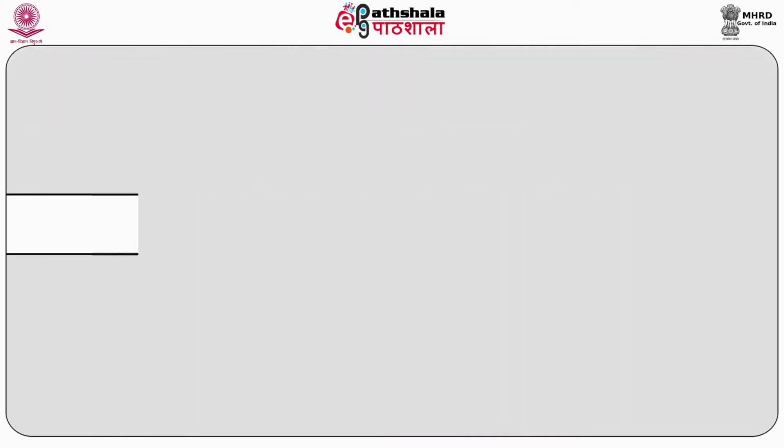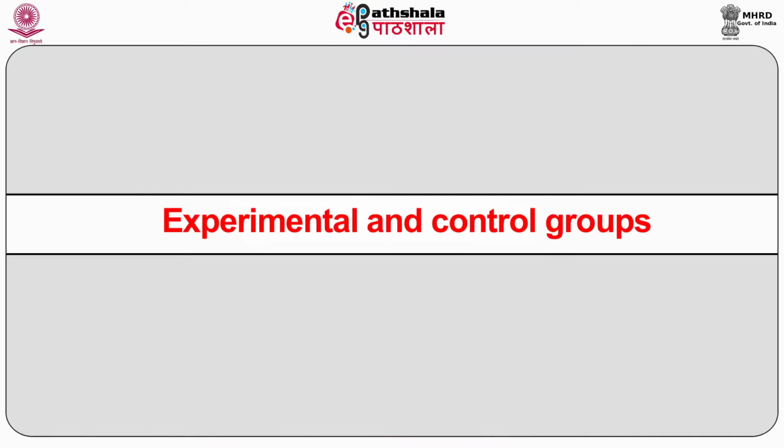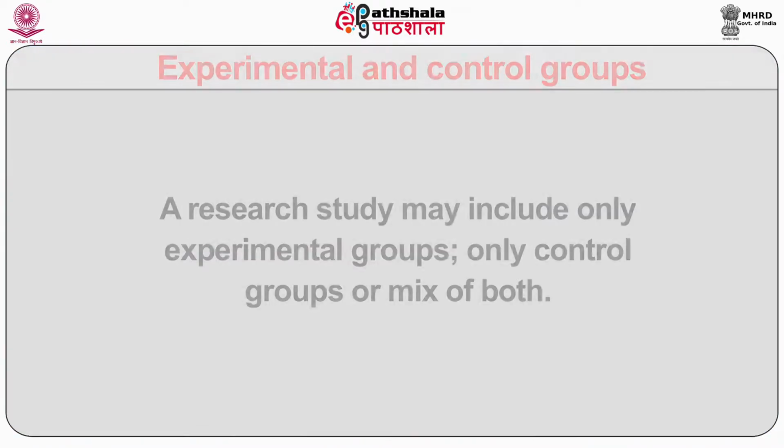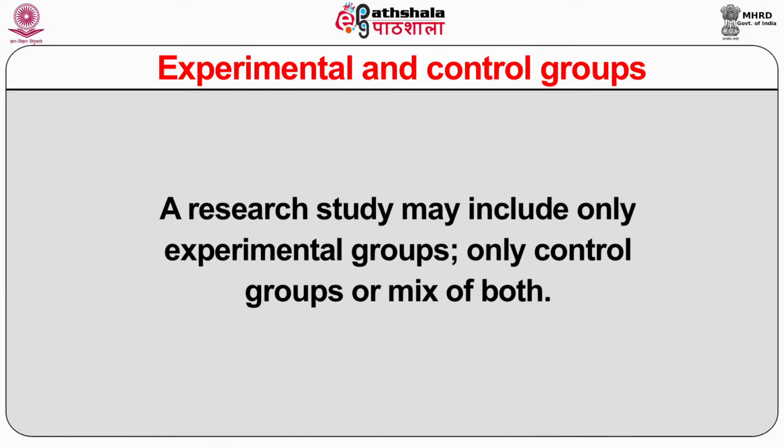The next concept is experimental and control groups. Under the experimental hypothesis testing research, when the variables are exposed to some general conditions, it is termed as a control group. But when the variables are exposed to some specific or special situation, it is then termed as an experimental group. The research study may include only experimental groups, only control groups, or a mix of both.